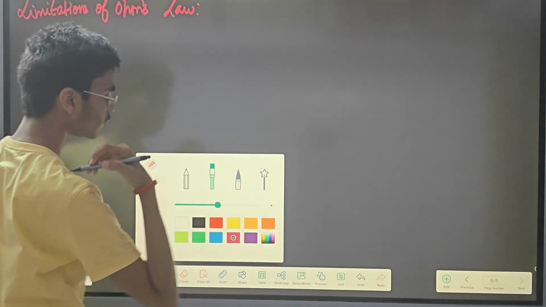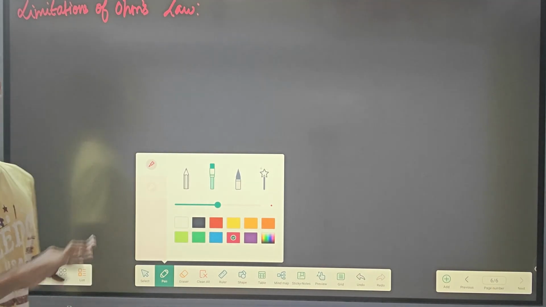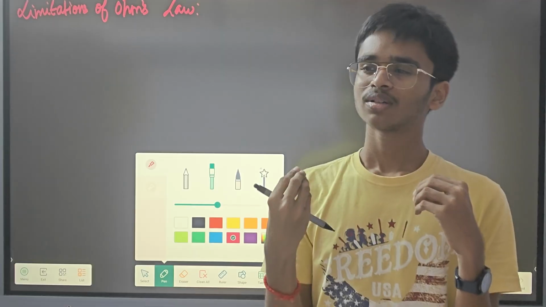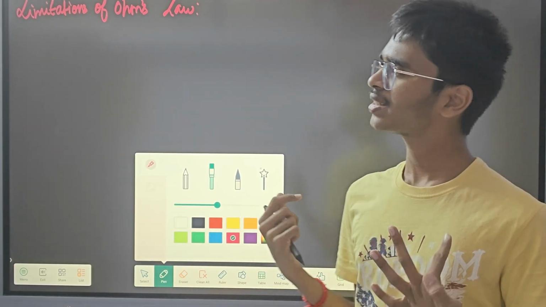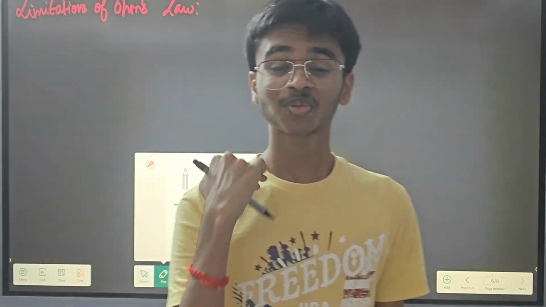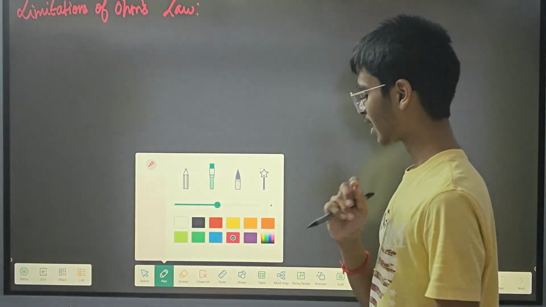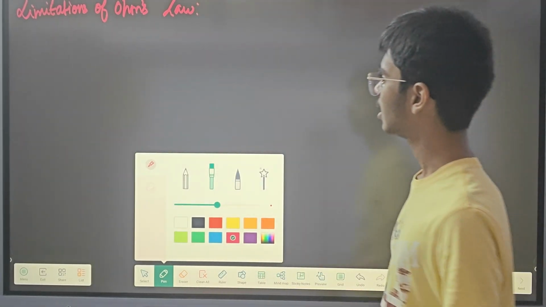What does it mean, limitations of Ohm's law? See, Ohm's law is not applicable for every device. Literally, Ohm's law is not applicable for many of the devices that we use in our day-to-day life, like mobiles, computers, laptops, smart boards.